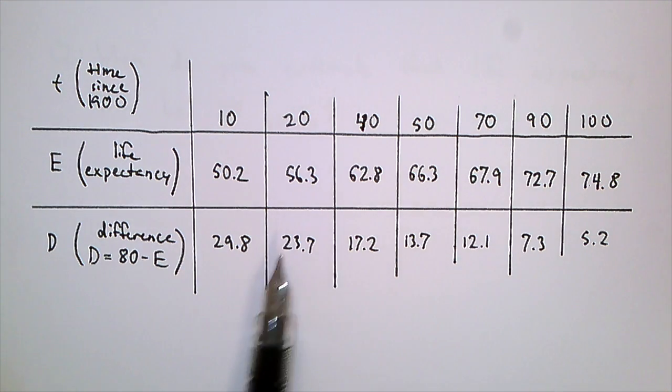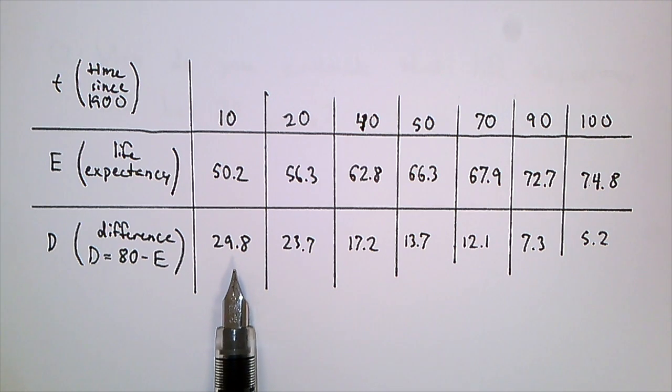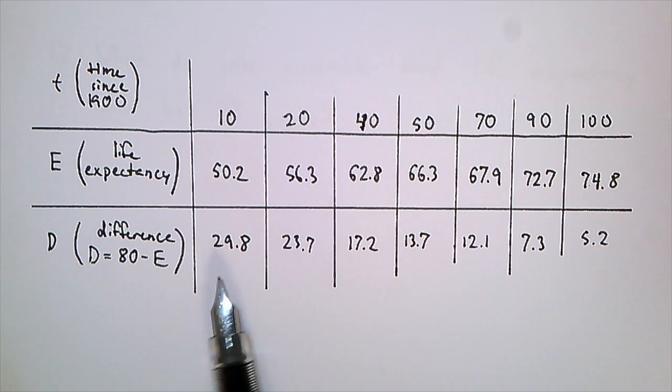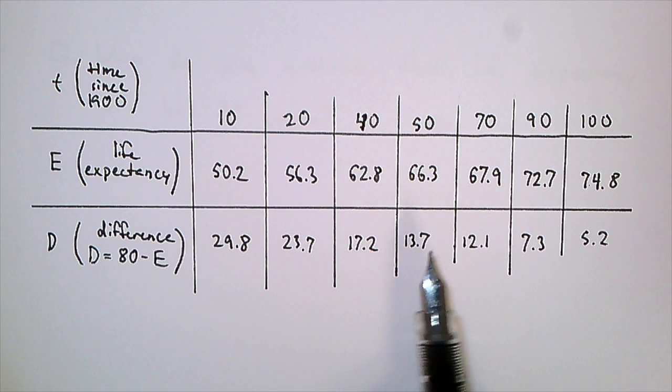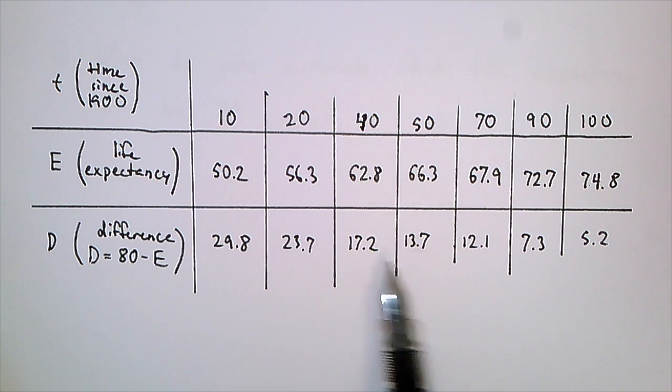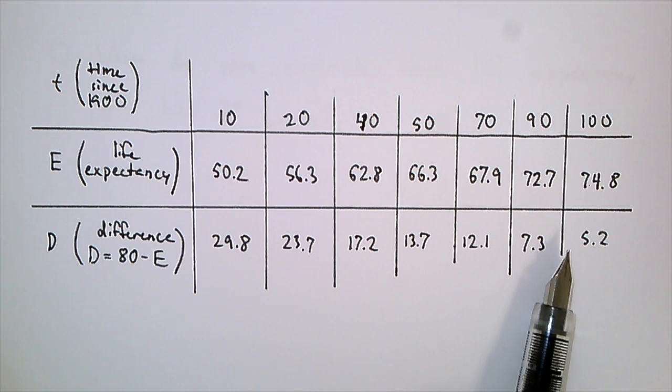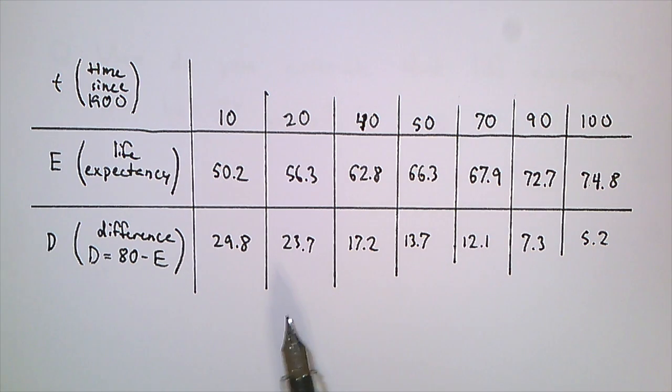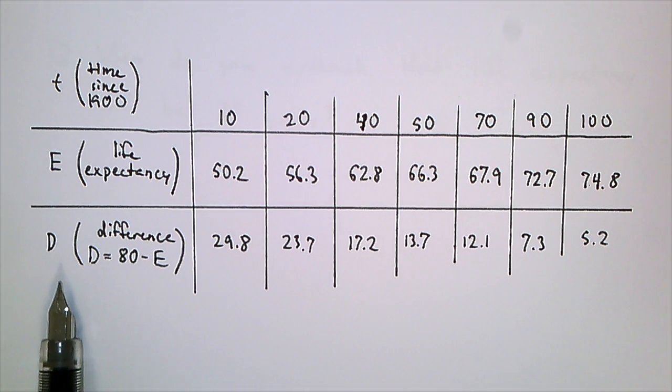So one thing that you should notice is that the difference decreases from decade to decade, and there's a few larger gaps, but these decreases are not constant. That means that this is not going to be a linear function. We're going to try to fit an exponential model using exponential regression to this data for the difference here.